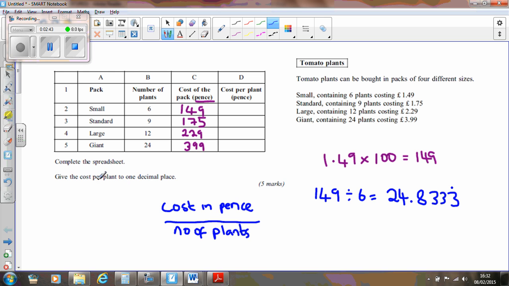Now it says here, give the cost per plant to one decimal place. So it only wants one number after the decimal point. So it needs to cut off there. Now because this number is less than 5, it stays the same. So this is the answer, 24.8.